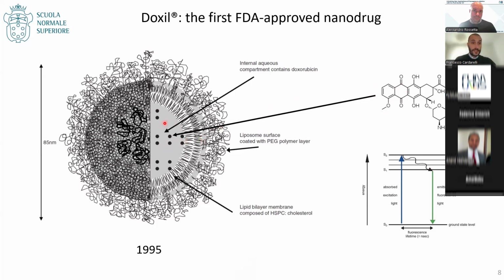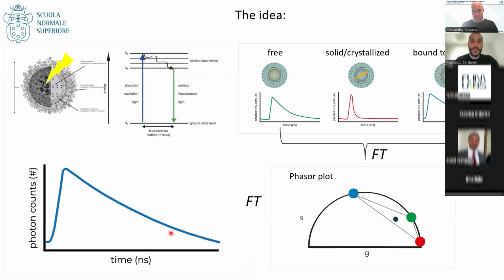Doxorubicin is fluorescent. And today, by exploiting this intrinsic signal, and in particular by measuring its lifetime, we were able to discriminate that doxorubicin instead, within the same nanosystem, is present in 3 molecular conformations: free, crystallized, and a previously unknown one, doxorubicin bound to the lipids of the nanosystem.